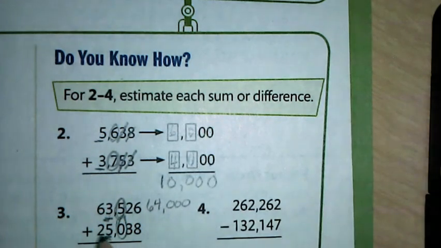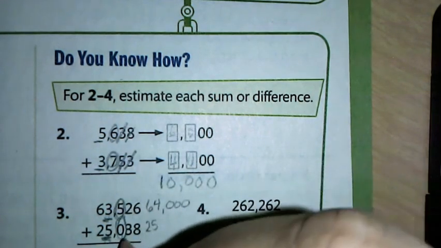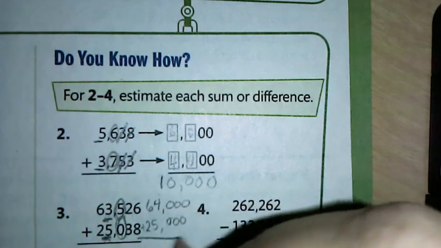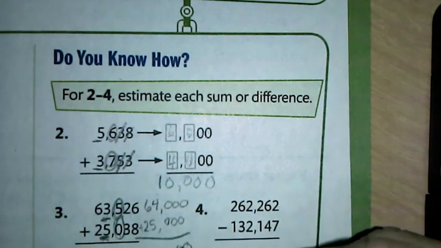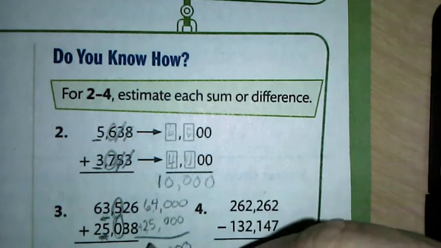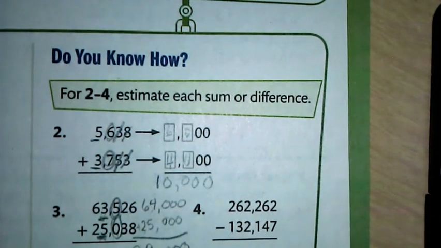Over here, the 5 is being told to do what by the 0? Stay the same. So I'm going to keep 25, and then I need 3 zeros. Well, when I add these together, the 3 zeros are going to stay the same. 4 plus 5 is 9. 6 plus 2 is 8. So our answer there is 89,000.